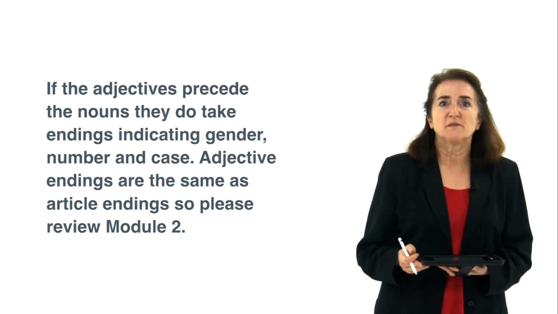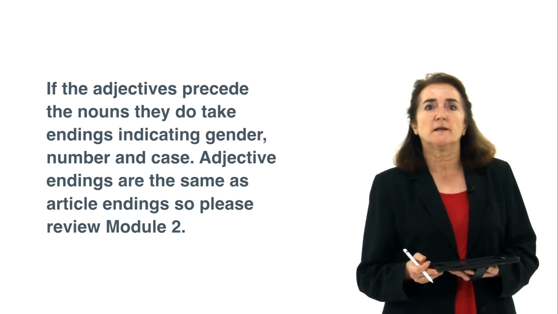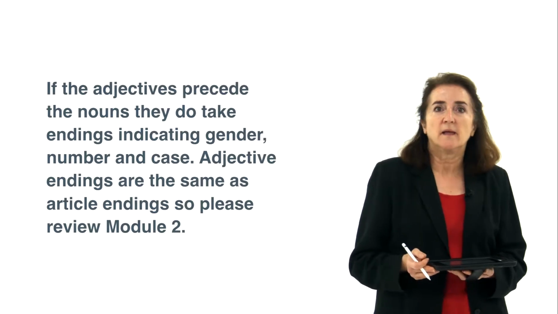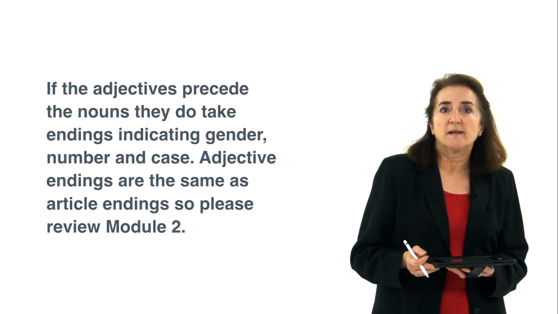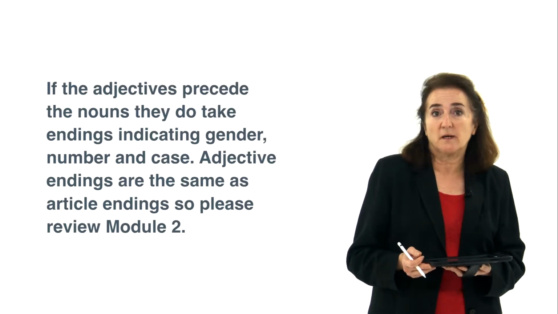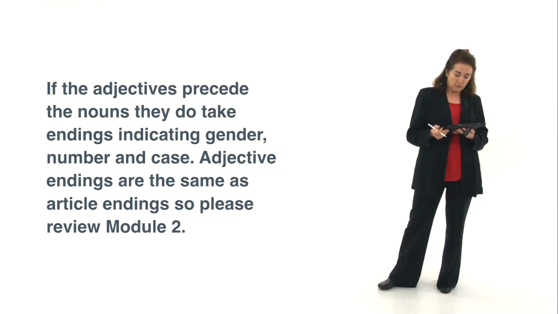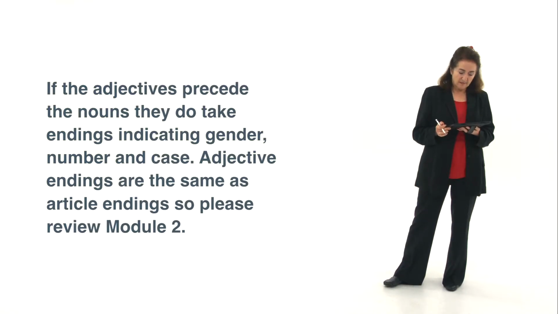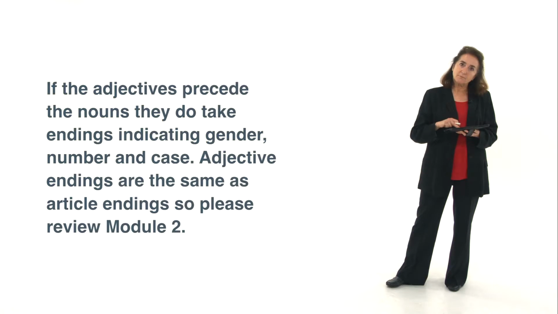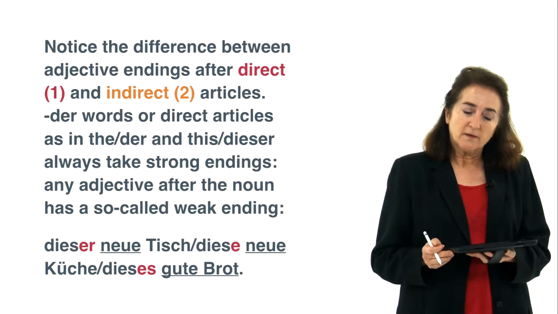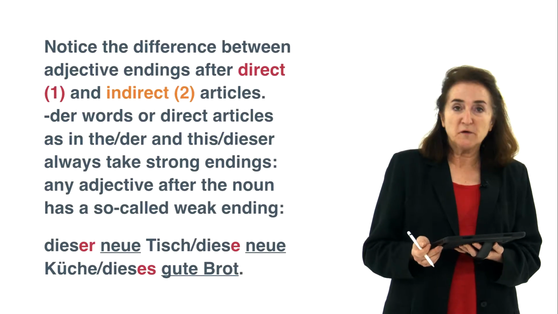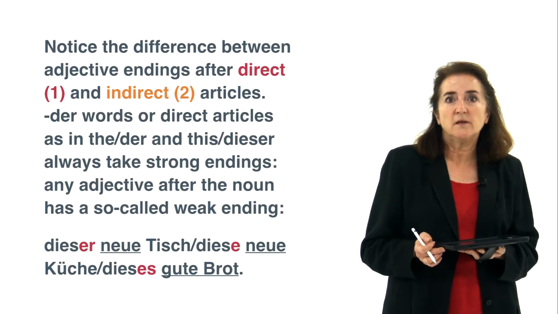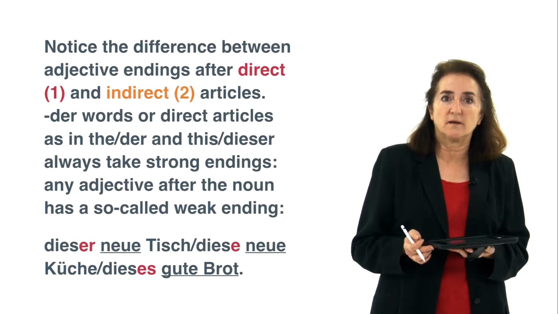Okay, adjectives, if they precede the nouns, they do take endings indicating gender, number, and case. And adjective endings are the same as article endings. So just please review Module 2 to refamiliarize yourselves with those endings. Notice the difference between adjective endings after direct and indirect articles.